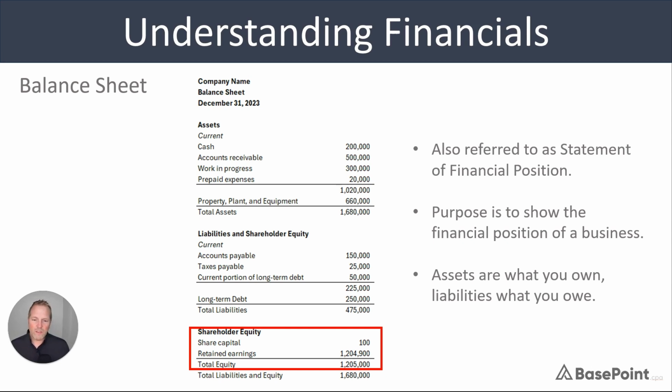Now you might have a deficit there, right? Maybe it'll be a negative number. That's going to be a deficit, from accumulated losses over time. Okay, so that gives you your total equity.